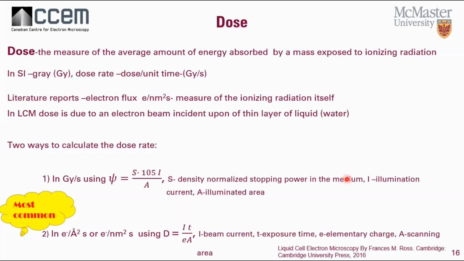In liquid cell microscopy, dose is due to an electron beam incident upon a thin layer of liquid, usually water. And there are two ways to calculate the dose rate. So we can use the grays per second using this function, or the most common way is to use the electrons per square angstrom per second or electrons per square nanometer per second, using the beam current, exposure time, elementary charge, and the scanning area.